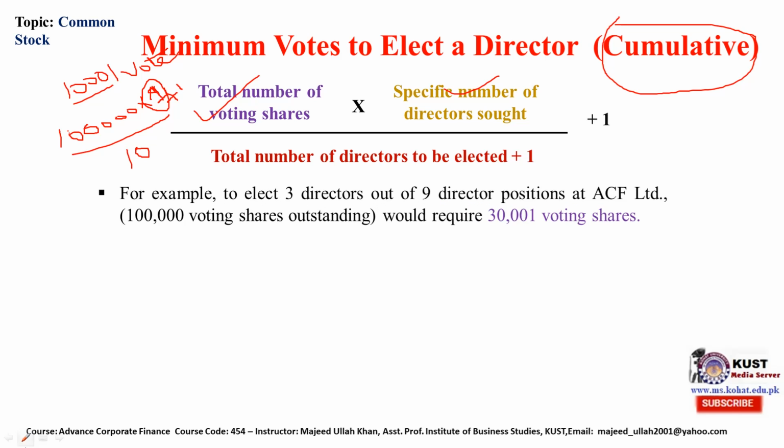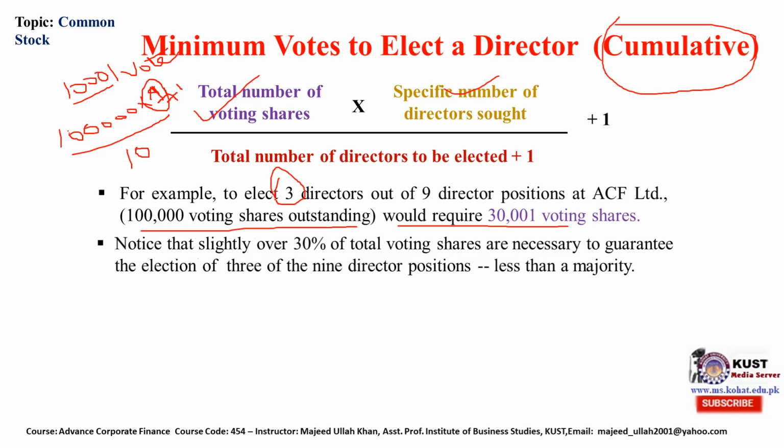For example, to elect 3 directors out of 9 positions at ACF Limited, 100 voting shares are outstanding. You would require 30,001 voting shares to elect 3 directors out of 9. How?